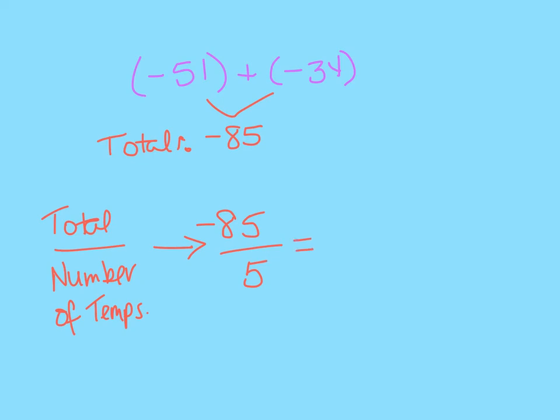So I'm going to ignore that negative, or find the absolute value of it for now. And I say to myself, how many times does 5 go into that 8? It goes into it 1 time. 1 times 5 is 5. 8 minus 5, that gives me 3 left over. So now I'm looking at 35. 5 goes into 35 7 times. I've got an odd number of negative signs, so my answer is negative 17 degrees. That is my final answer for my average of those temperatures.